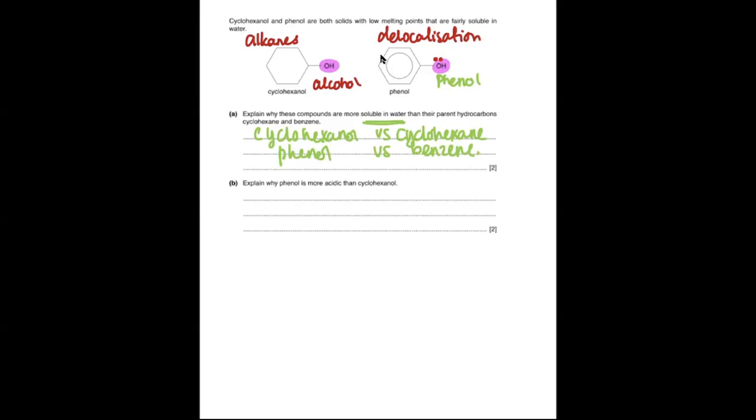Okay, explain why phenol is more acidic than cyclohexanol. So when it comes to acidity, you have to talk about one of the few factors: the stability of the ion, how easy it is to break the OH bond to release the hydrogen ions into the aqueous solution, or which side of the equilibrium is being favored in dissociation. Okay. So that's a little bit of wordy answers.